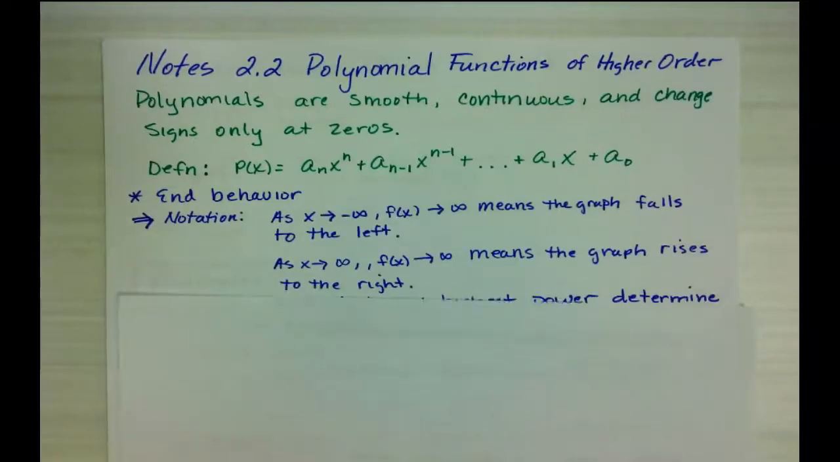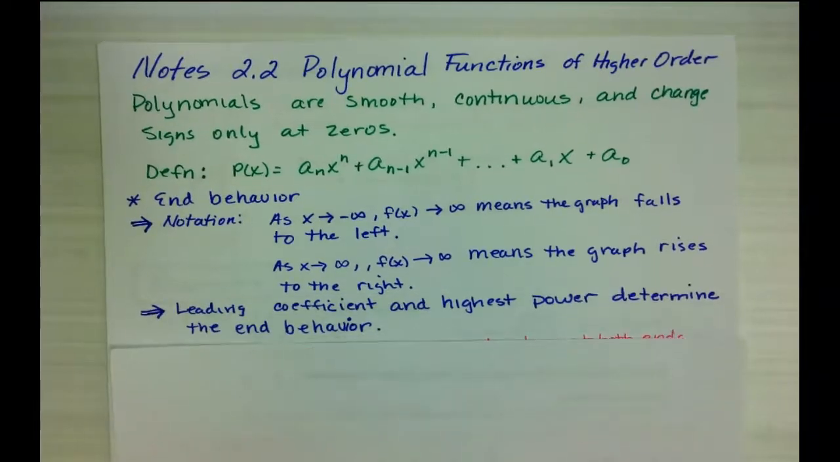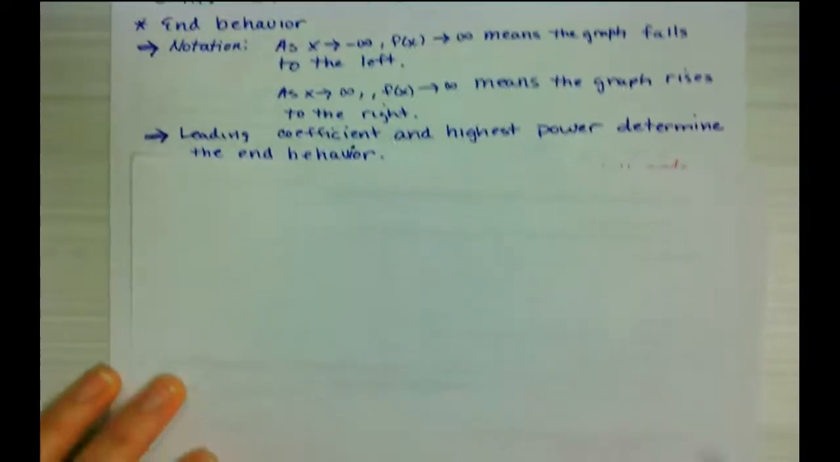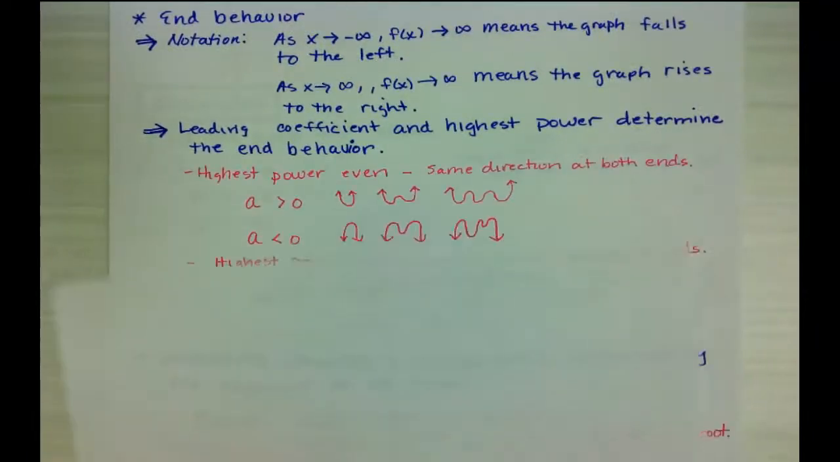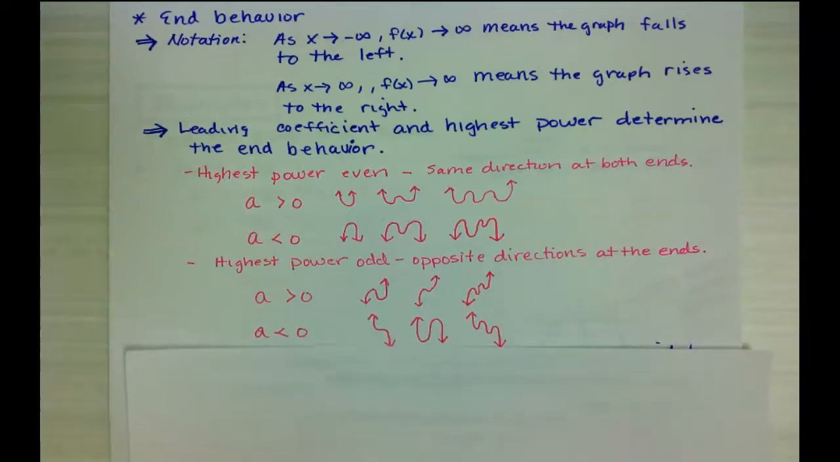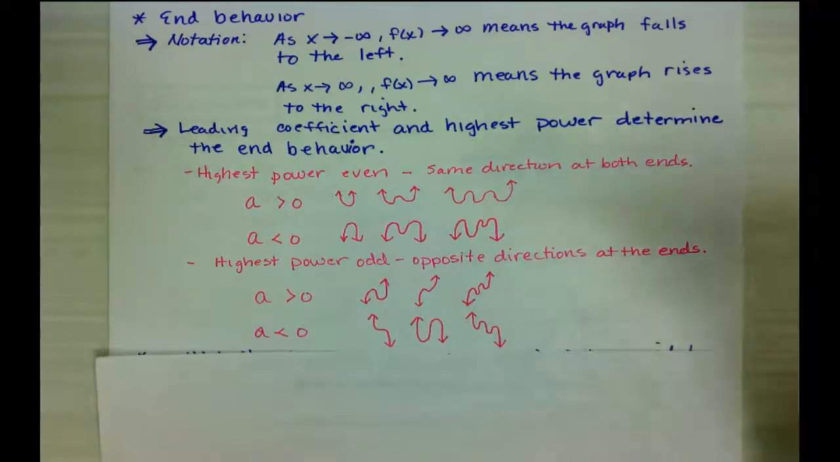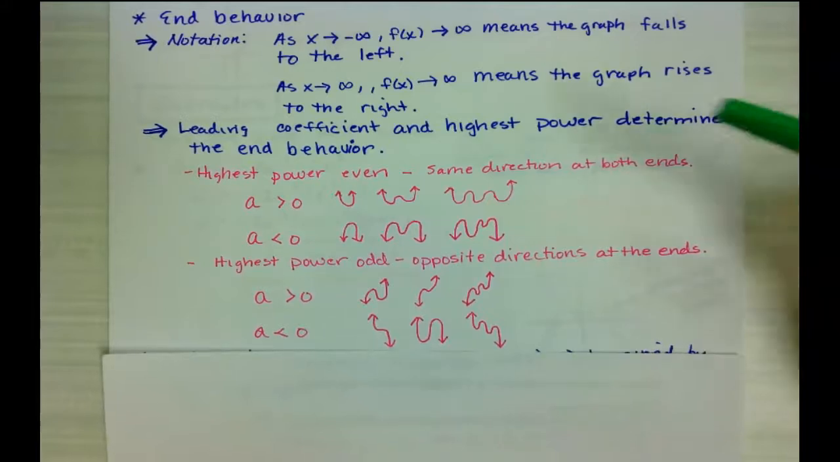So the first thing we're going to recap is end behavior. You learned in Algebra 2 things like as x approaches negative infinity, f of x approaches positive infinity means a graph falls to the left. As x approaches infinity and f of x approaches infinity, that means the graph rises to the right. So you do have to kind of think about what's going on with the graph when you look at end behavior. The leading coefficient and highest power determine the end behavior. So as we're looking through this, I want you to think quadratic and cubic. That's a good way. If you know what those graphs look like, then this becomes easy to navigate through.